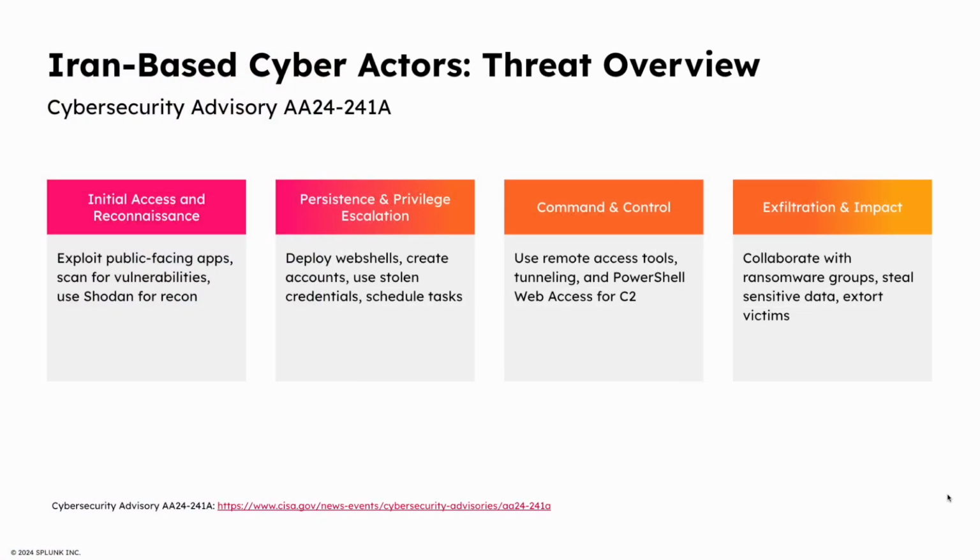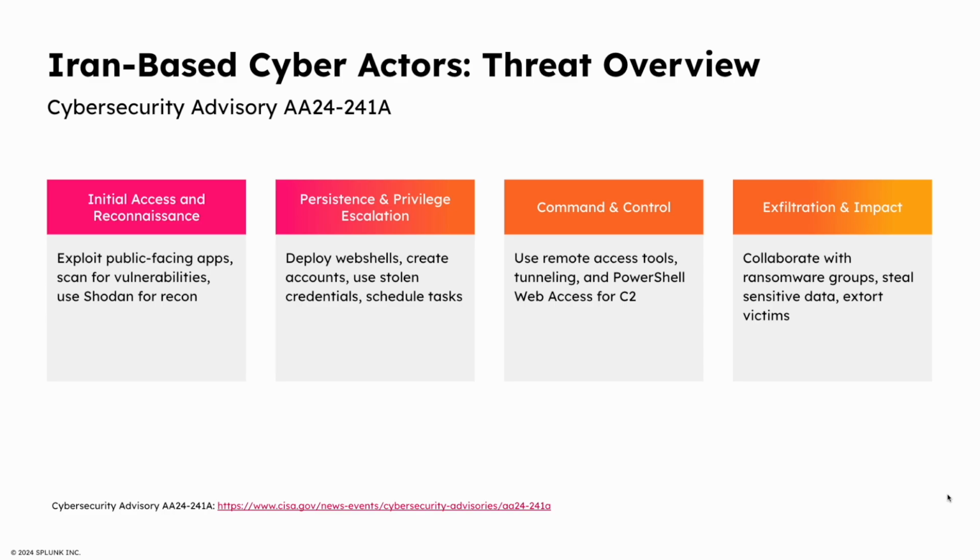All right, so first, the advisory here is on the CISA site, it's a Cybersecurity Advisory again. And this one is based off of an Iran-based cyber threat actor that they had published on a couple years ago and just more or less tracking them over time. For their initial access and reconnaissance, they were focused on looking at public-facing applications. They would use tools like Shodan and whatnot for reconnaissance. They would scan for vulnerabilities out on the perimeter.